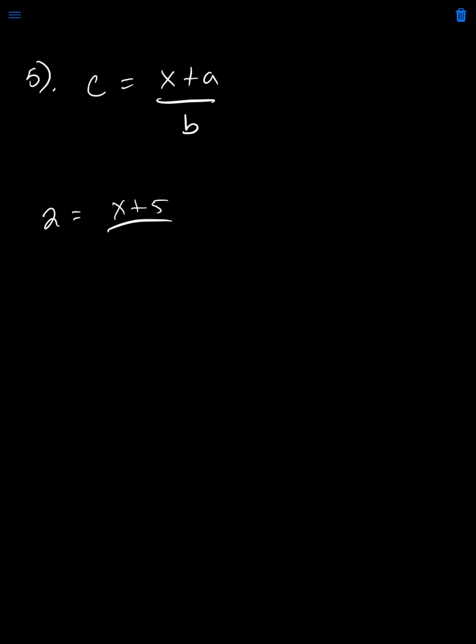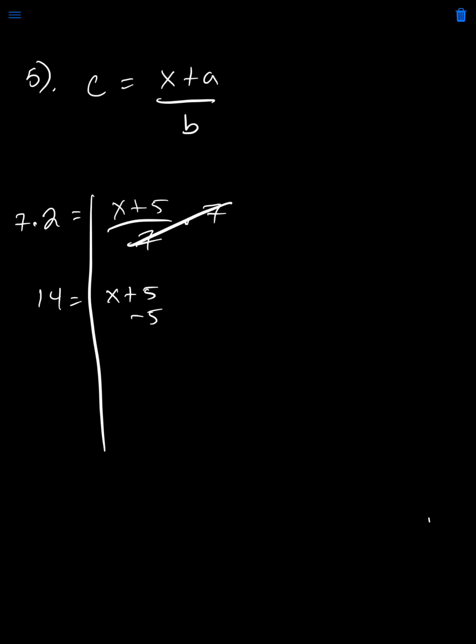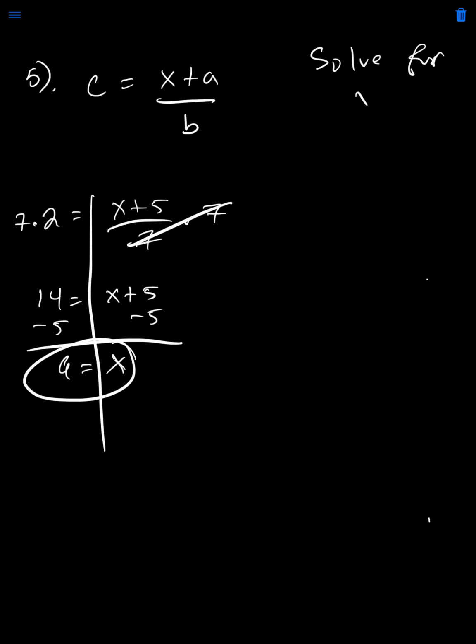So for number 5, I have c is equal to x plus a over b. And I have 2 is equal to x plus 5 over 7. So first I'm going to multiply both sides by 7. So that's 14, the 7 goes away. x plus 5. Subtract 5 on both sides. So 9 is equal to x.